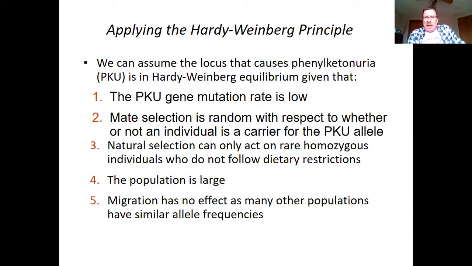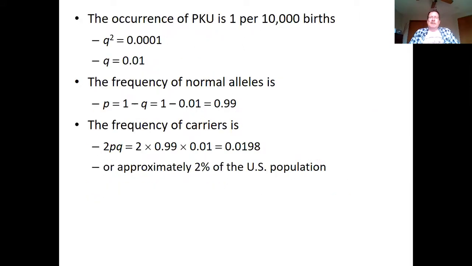Okay. Natural selection can only act on rare homozygous individuals who do not follow dietary restrictions. There are serious health concerns for them and a shorter life, but it's so easily fixed with diet that it really doesn't change much. All right. So the occurrence of PKU is 1 per 10,000 births. Okay, it's a rare homozygous recessive. So q squared is 1 in 10,000, or q is 0.01.